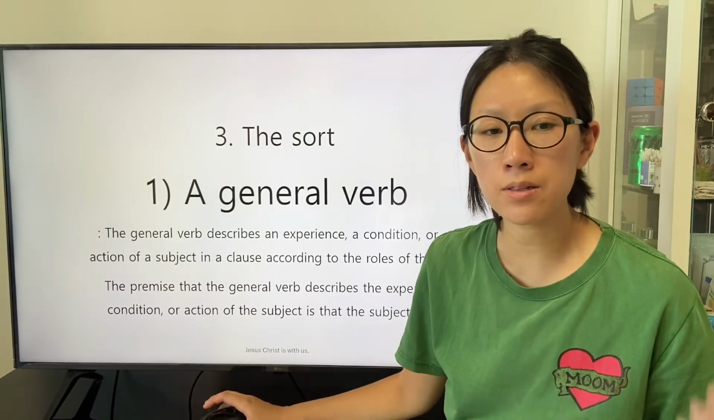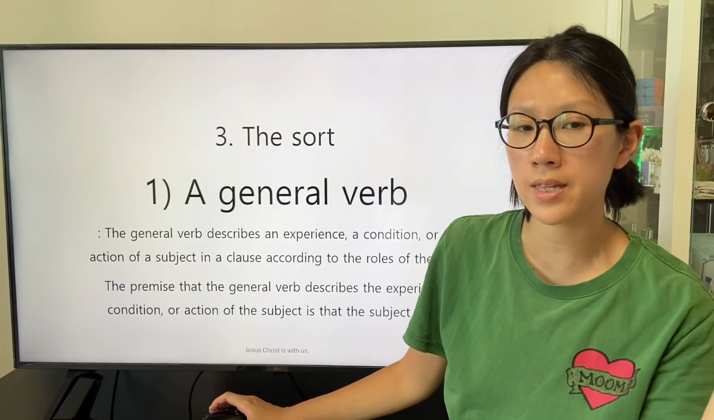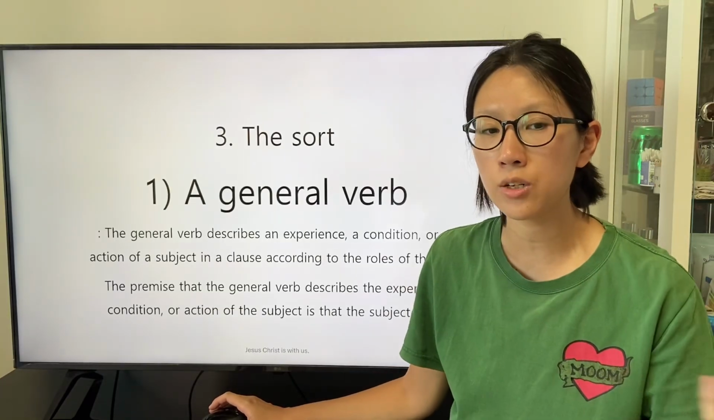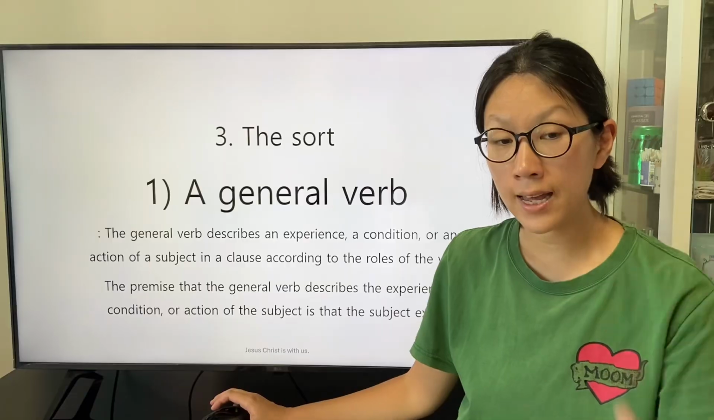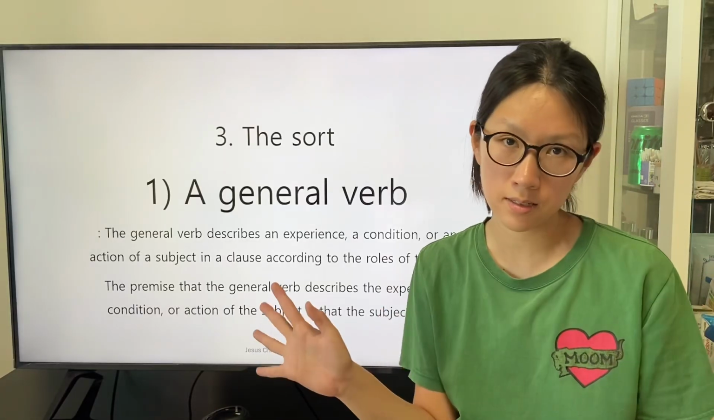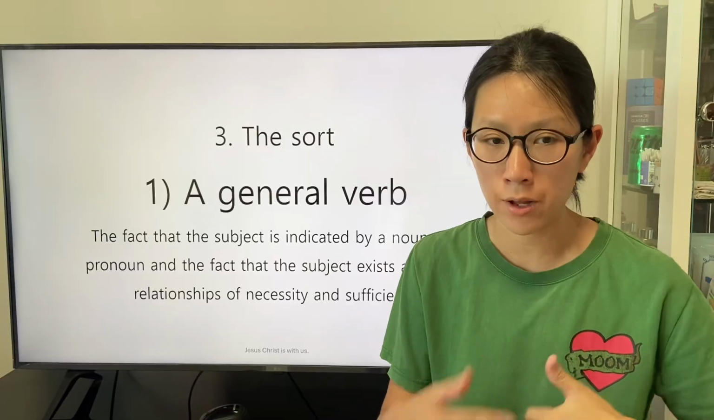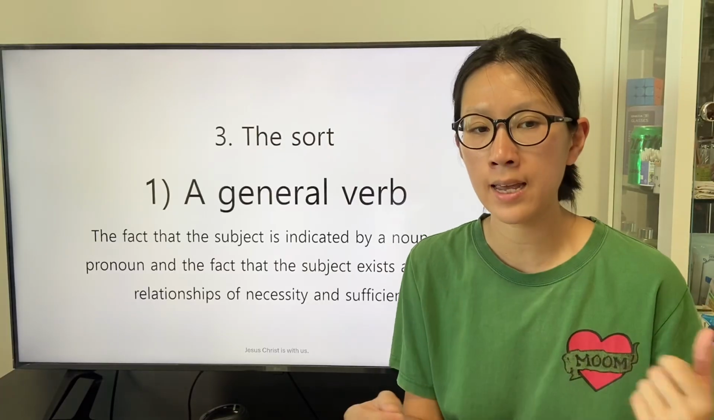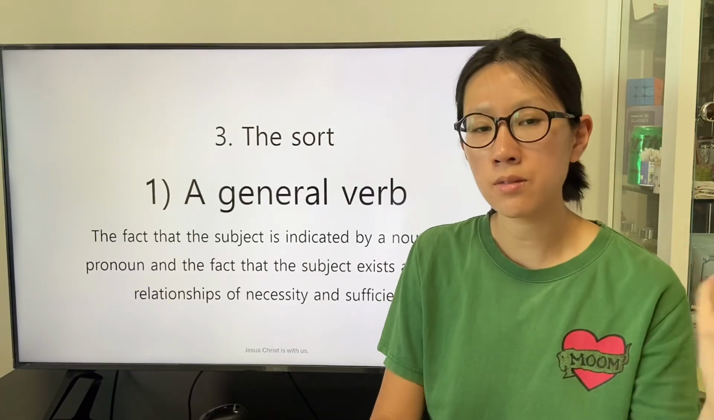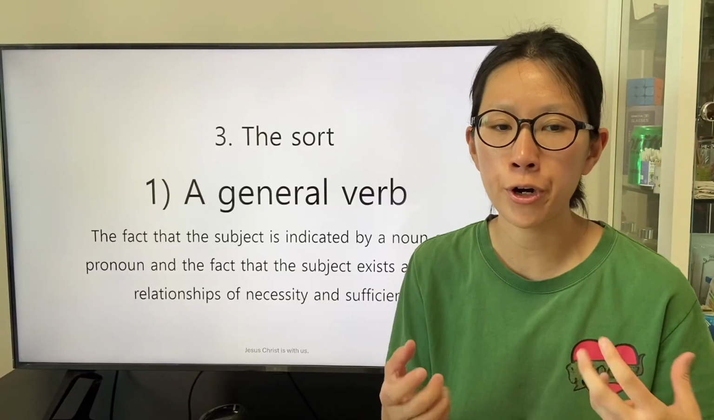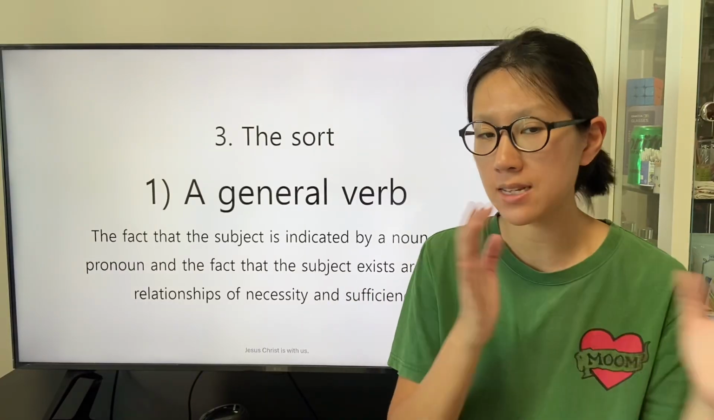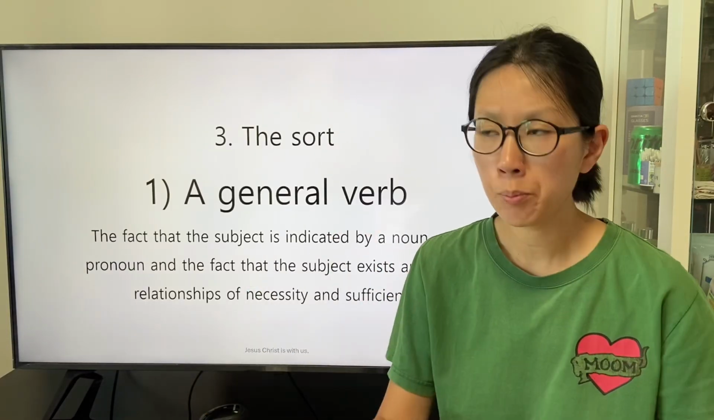The premise that the general verb describes the experience, condition, or action of the subject is that the subject exists. The fact that the subject is indicated by a noun or a pronoun and the fact that the subject exists are in the relationship of necessity and sufficiency.